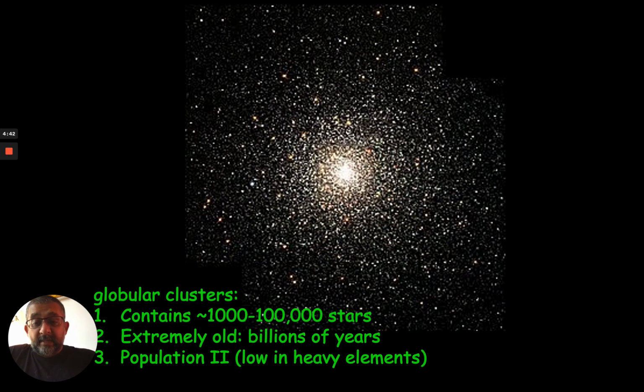Globular clusters, on the other hand, contain up to 100,000 stars and are extremely old, billions of years old, and they're low in heavy elements. One of the things that we think happens is that many of these clusters start off pretty clumped, very globular, and then over time tend to space out a little bit. Sometimes one neighborhood of tightly packed stars in a globular cluster might start off really clumped together and then slowly spread out.